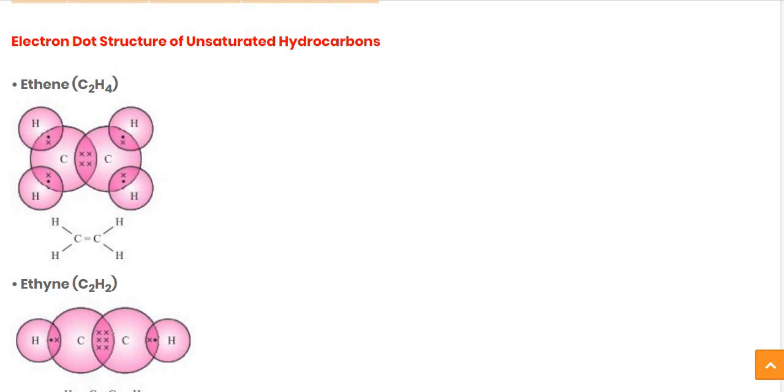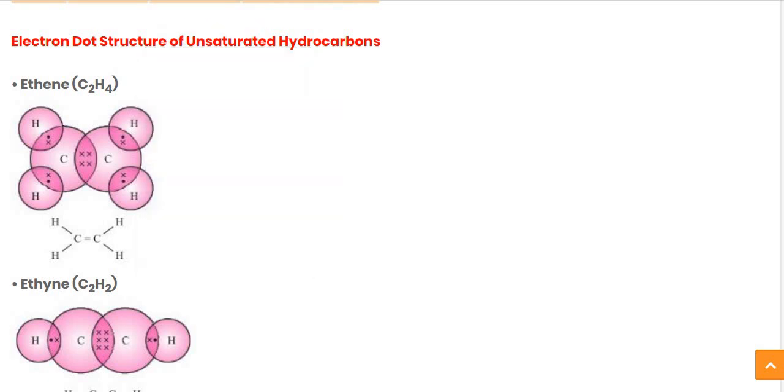In that we have seen ethene, and it is C2H4. It's an example of an unsaturated hydrocarbon because in ethene there is a double bond between the carbon atoms. Here you can see two pairs of electrons are shared by these two carbon atoms. So between the carbon atoms there is a double bond. For the double bond the suffix ene is used, and it is an example of an unsaturated hydrocarbon.